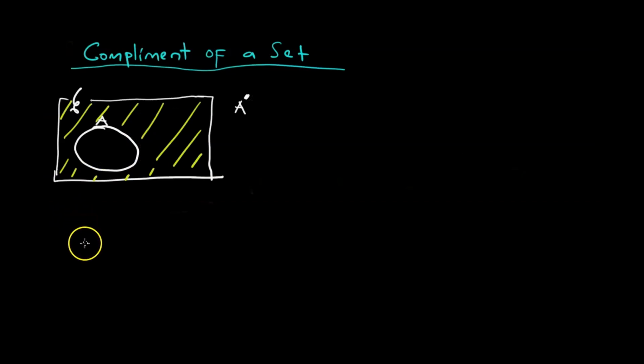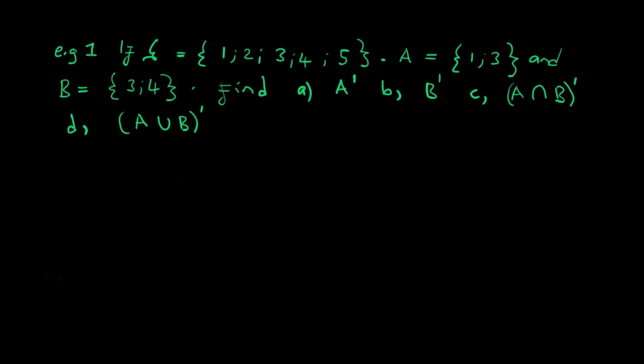Saka from here, let us look at an example. In our book, it's example 1, and we are also going to call it example 1. This is our example number 1, and that's the question. If the universal set is equal to 1, 2, 3, 4, 5, A is equal to 1, 3, and B is equal to 3, 4. Find part A complement, B complement, C, A intersection B complement, D, A union B complement.